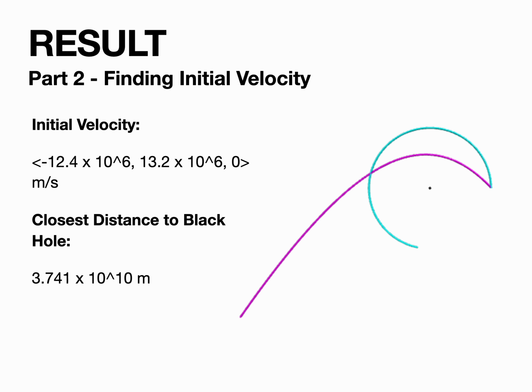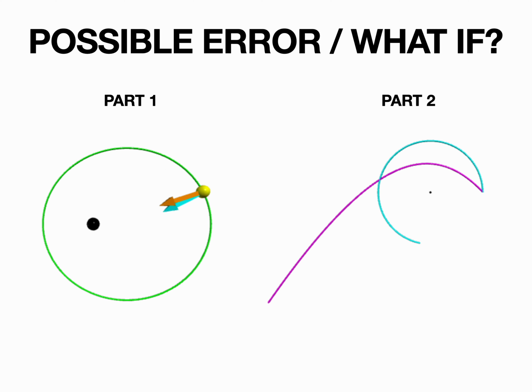The result: the initial velocity I found was negative 12.4 times 10 to the 6, 13.2 times 10 to the 6. The closest distance to the black hole is 3.741 times 10 raised to the 10. As far as possible error goes, at least in part 2, an approximation was used for the initial velocity, so it may not be 100% accurate. It was a guess and check, seeing what works and what doesn't until you get close enough. It may not be the exact number, but it is close and it works. Also, using a different time could affect the speed.